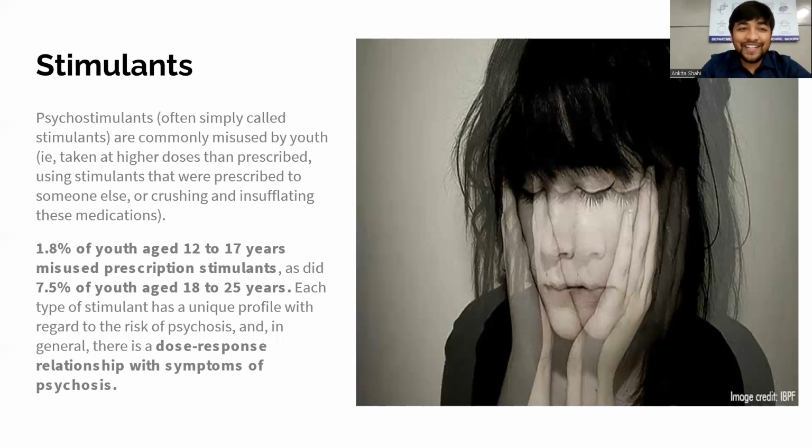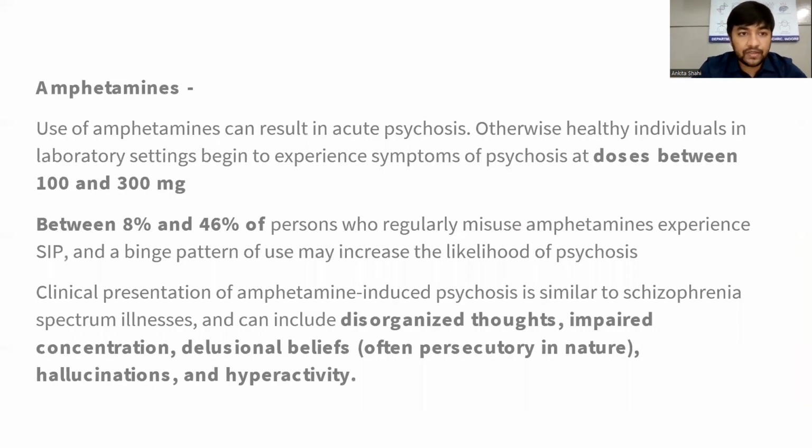Now coming to the next category, stimulants, or psychostimulants, which are misused by youth, usually taken at a higher dose than prescribed. There are various techniques, crushing, insufflating, many things. 1.8% of youth aged 12 to 17 misuse prescription stimulants. The number jumped to 7.5% when the age group of 18 to 25 was concerned. So the stimulants have a very unique profile. Okay, there is a dose-response relationship. The higher the dose, the higher the symptoms of psychosis.